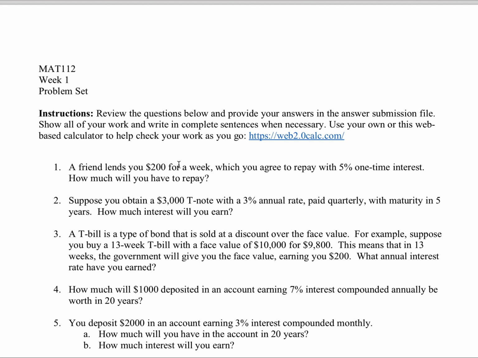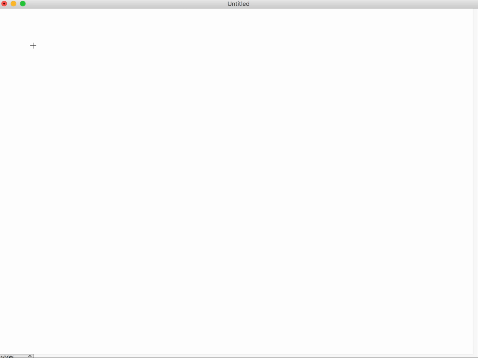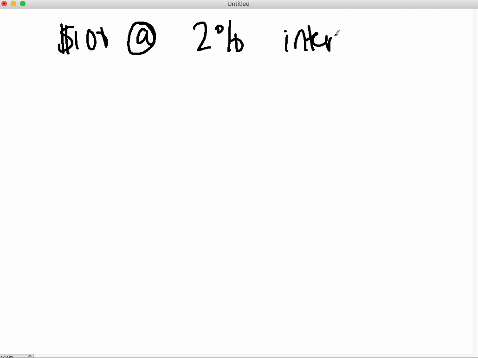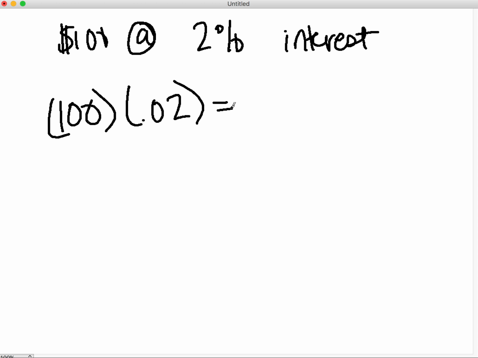So the first question is, I'm being lent $200 for a week and I'm paying a one-time 5% interest. In a question like this, we're not looking for compound interest formulas. This is just a simple, I'm paying them back $200 plus the 5%. So let's look at something similar. Let's say that I'm going to borrow $100 from my friend at 2% interest. So that would be 100 times 0.02. That's going to tell me what I'm going to have as far as interest to pay back.